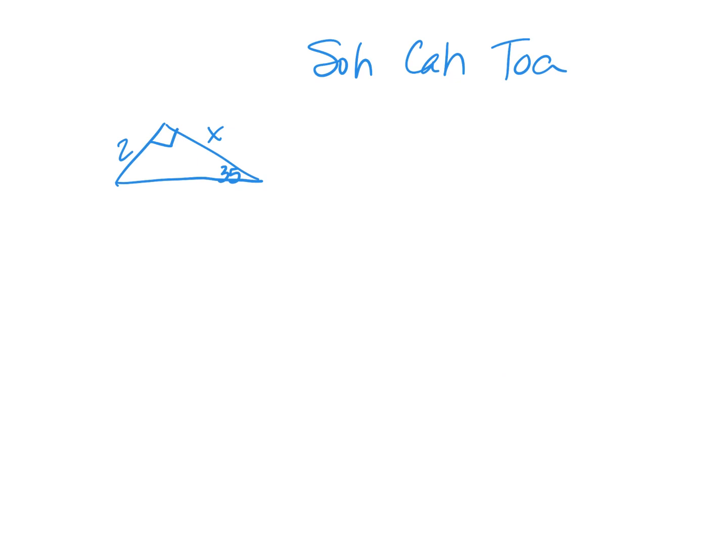Okay? All right, here we have the 2, which is what? If this is the angle, what is 2 to that angle? Opposite. And what is the x? Adjacent. Very good. So opposite and adjacent is going to be tangent. So tangent of the angle, who's the angle? 35, equals... what's the opposite? Opposite's first, 2 over x.